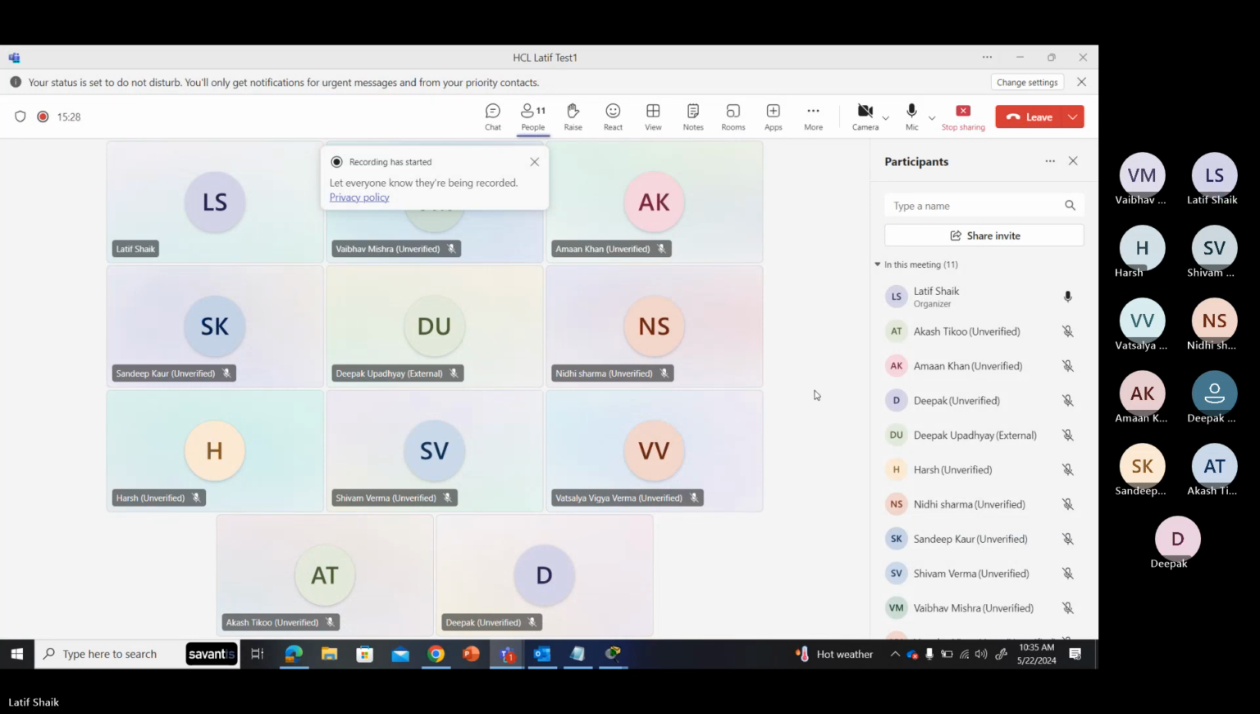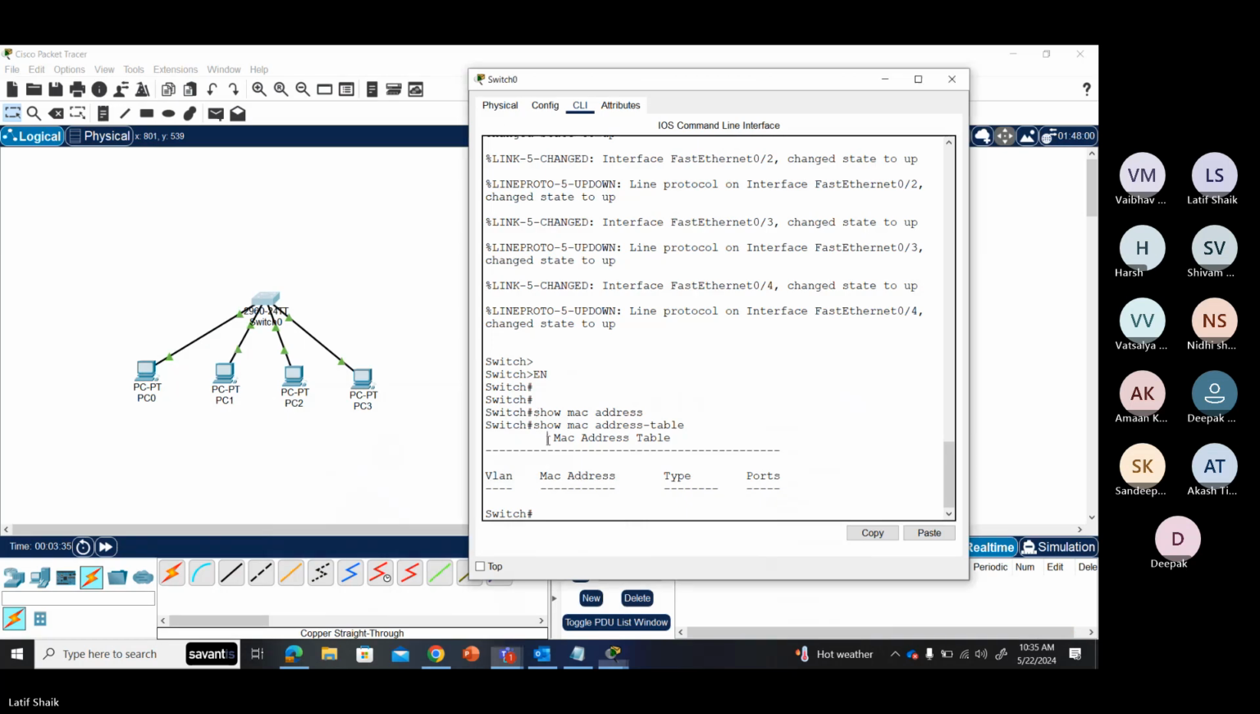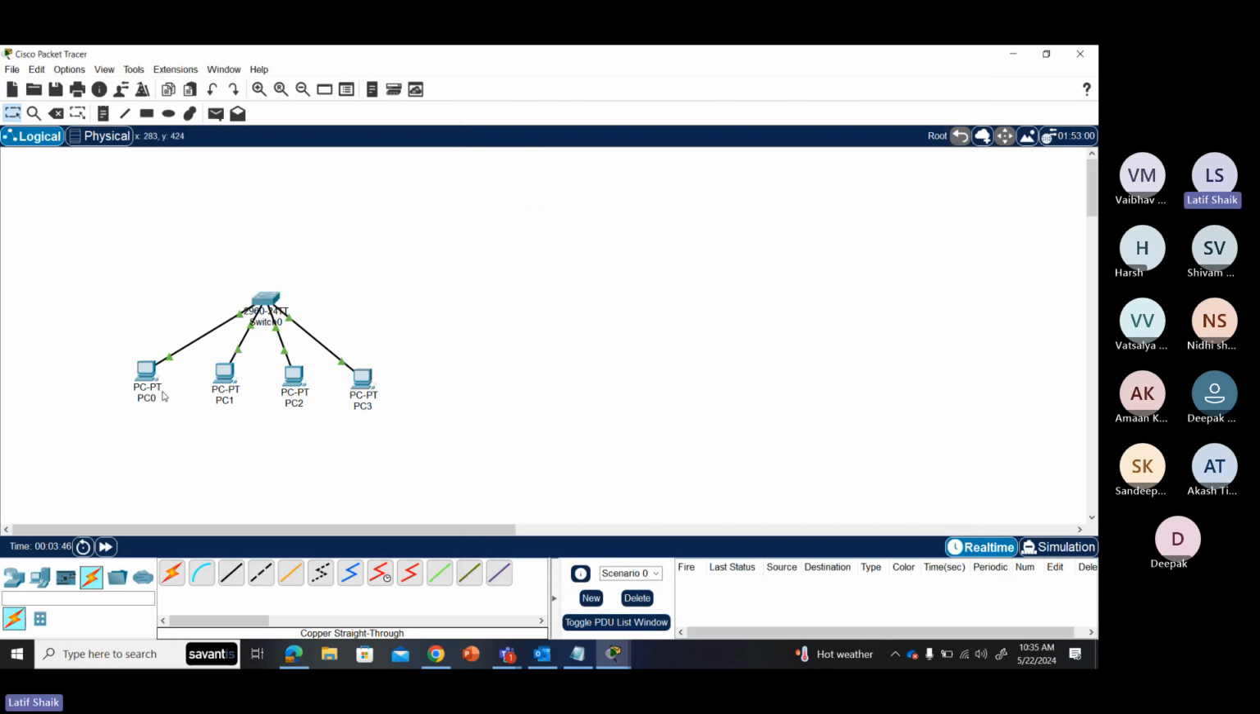What happened? Are you able to see the content here? Yes, sir. Okay. It's not showing any MAC addresses or port numbers also. Okay, so here it is.